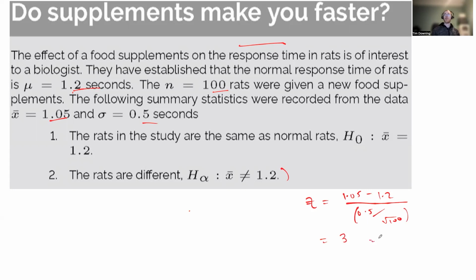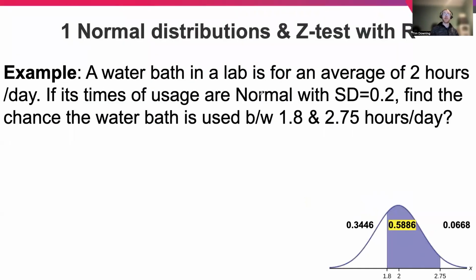So that means we know that we're going to have a small p-value, something less than 0.01 anyway. And that's the next step, to work out the p-value and then interpret the test. And that would suggest that the response time of this sample is different to the existing rats and that they're much faster. That's what we can say.